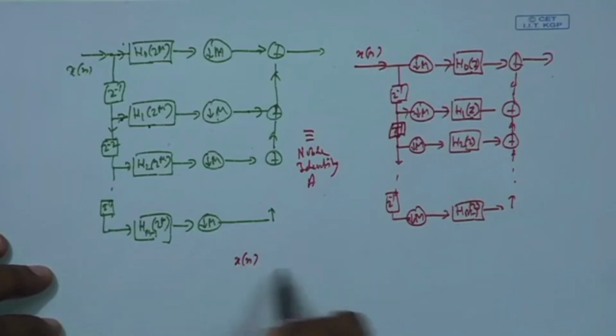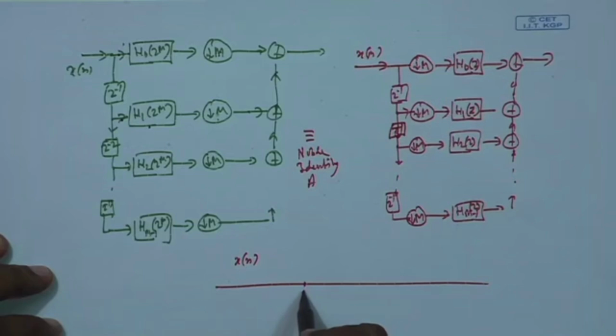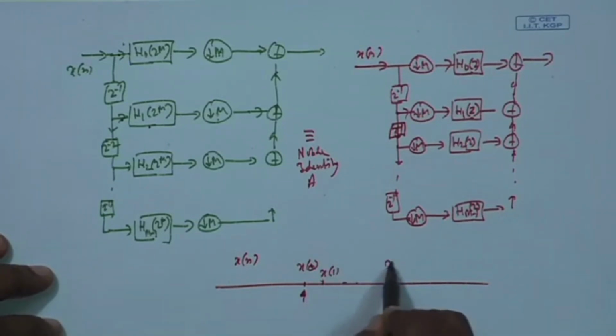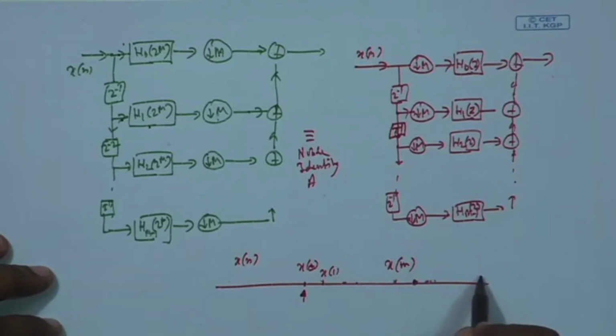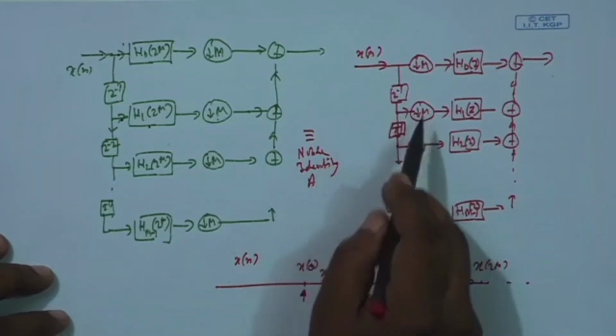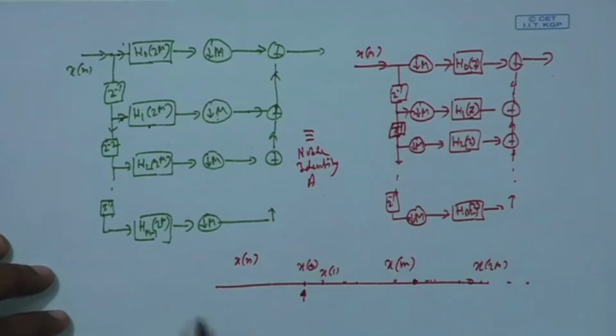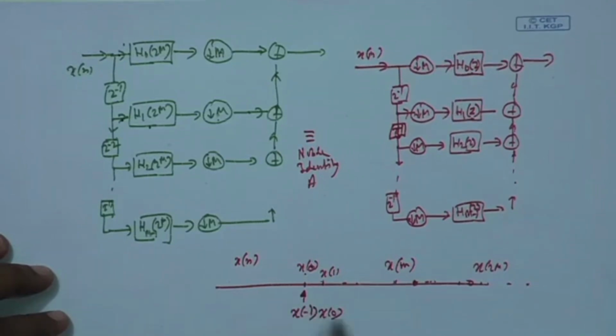Suppose you have got a sequence x[n], it is like this, this is your origin x[0], then x[1], dot dot dot, x[m], then again all these points, x[2m]. If you delay it first and then decimate, x[0] will go here, x[-1] will come here, x[m-1] will come here, this is the mth point.